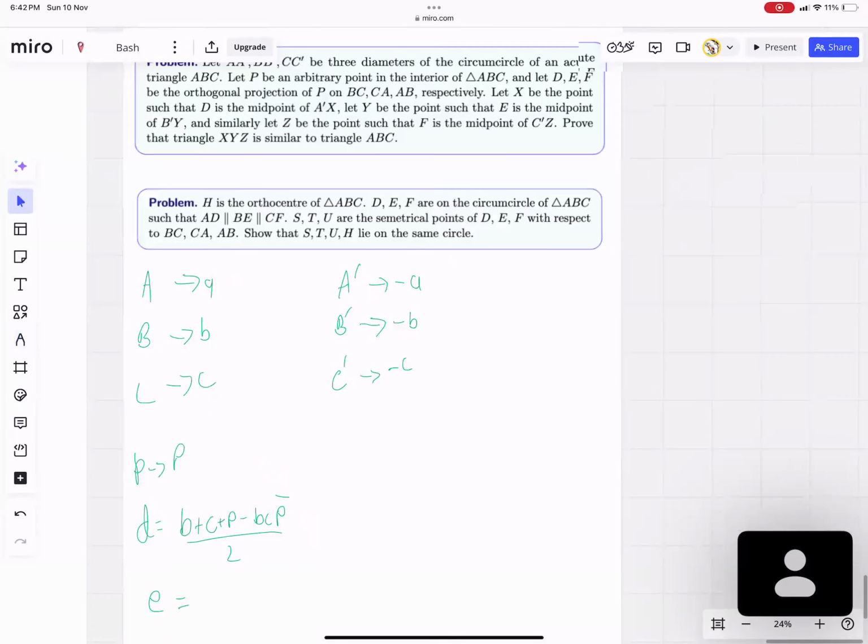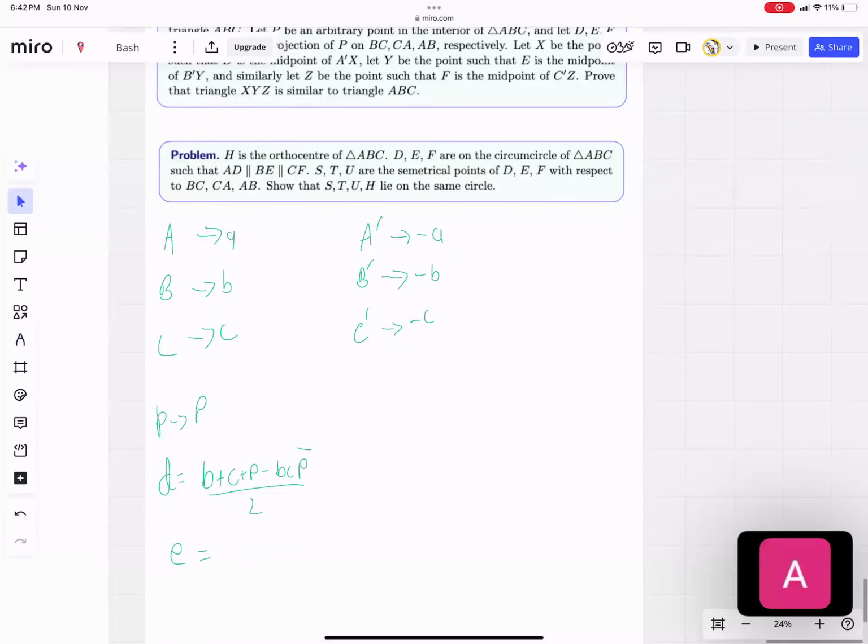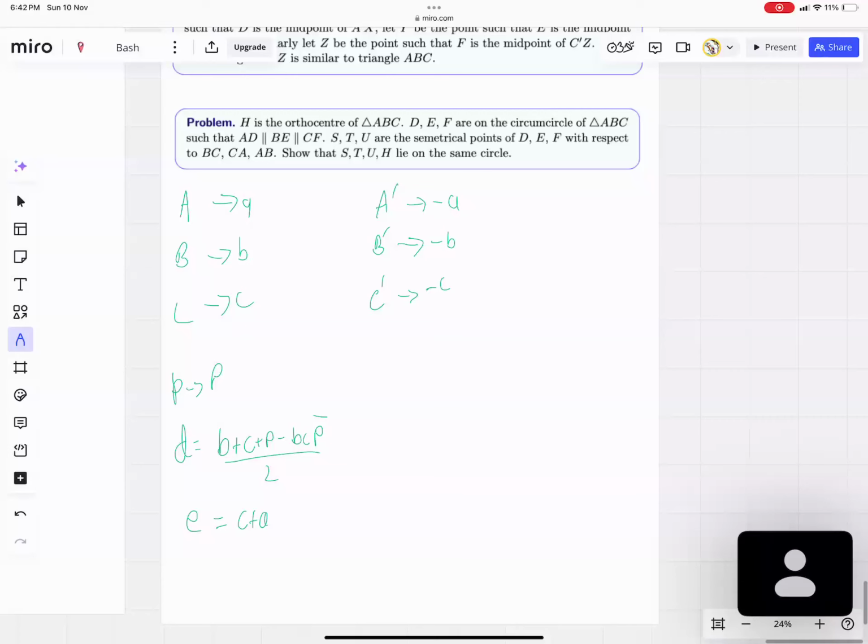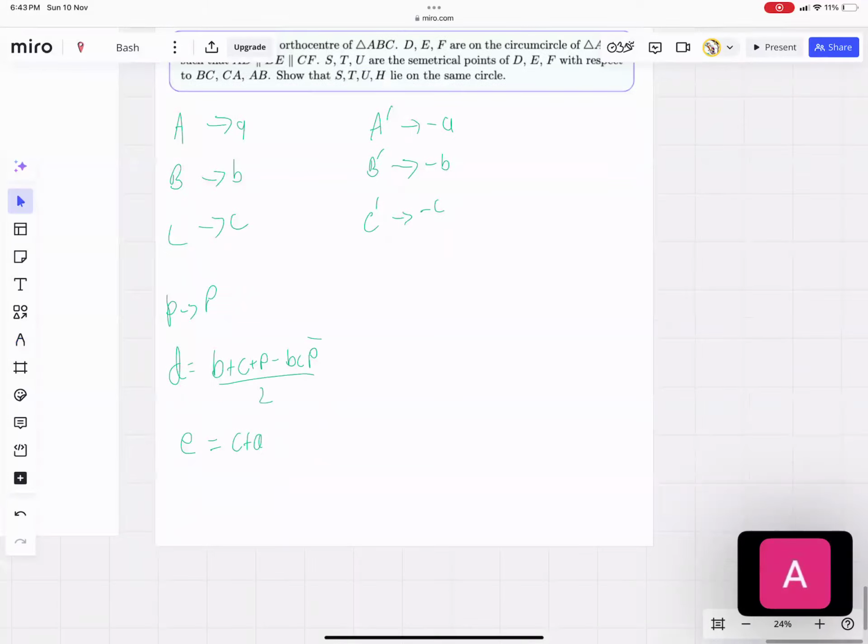Isn't that if P lies on the unit circle? No. The formula only applies for when B and C are on the unit circle. P can be... Oh, okay. I proved it for the case when it was on the unit circle, but it can be anywhere. Okay. C plus A plus P minus C A is conjugate by 2.